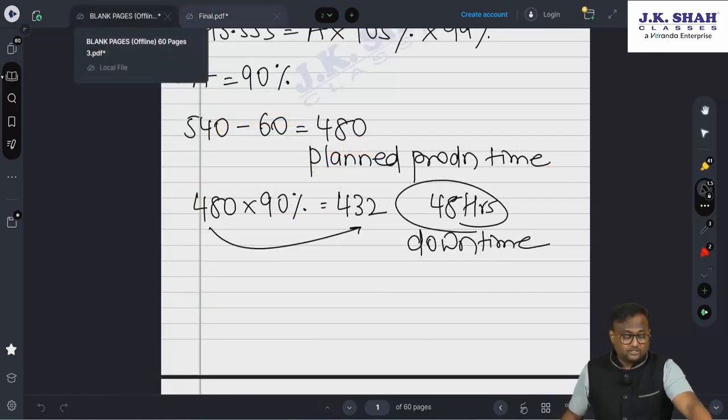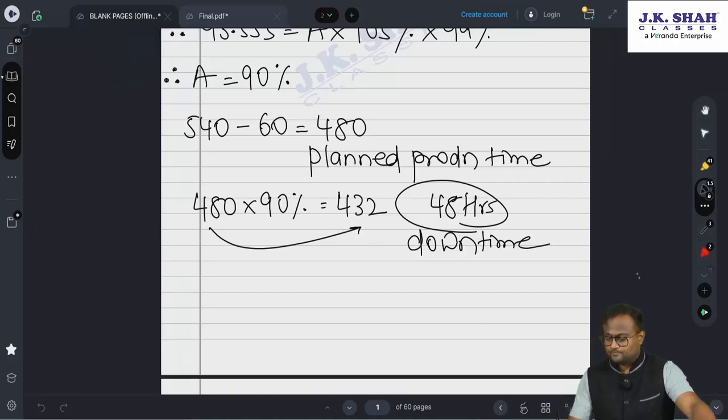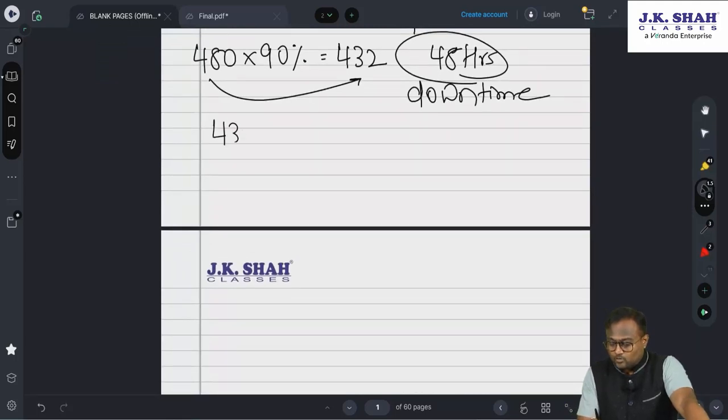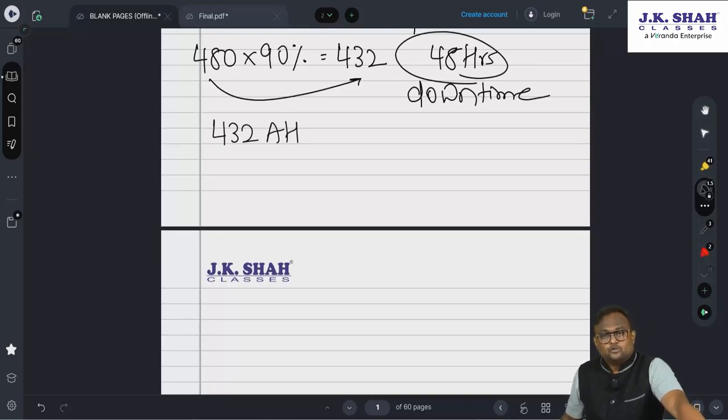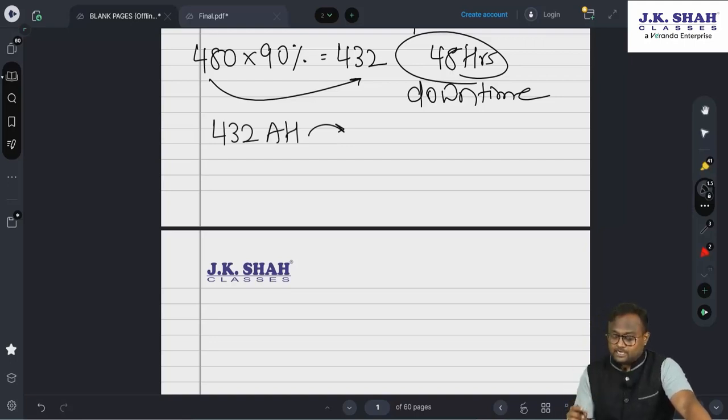Now, in the second part, they have asked us to find out the ideal cycle time. Ideal cycle time means the time taken to produce one unit. Now, see, you have 432 to work for. Whatever you produce in 432 will be the actual time taken, the actual cycle time. They are interested in ideal cycle time, they want standard cycle time.